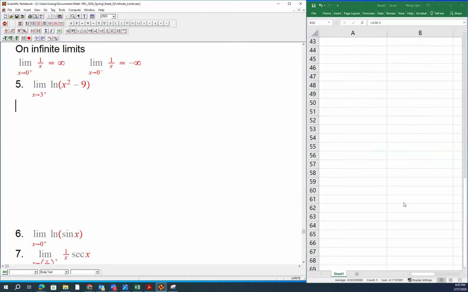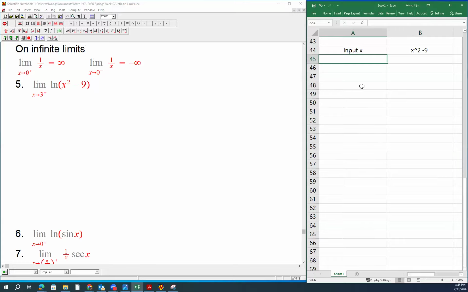So to see the tendency, you will see that as x approaches 3 from larger than 3, x squared minus 9 is going to be approaching 0 from larger than 0. Let's first see that. The input is x, and the output is x squared minus 9.